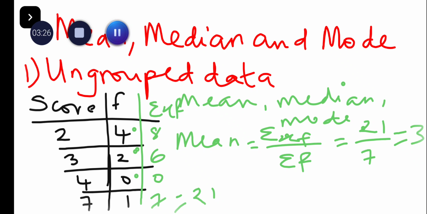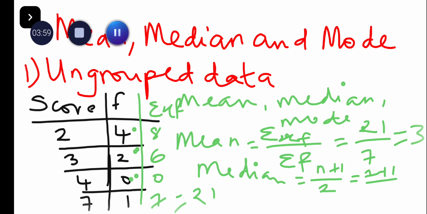That's the average. Now we are asked to calculate the median. Whenever we are calculating the median, we should take note. The sum of frequency is 7, which is odd. So when the n, which is the sum of frequency, is odd, we take n plus 1 divided by 2. Sum of frequency here is 7. So 7 plus 1 divided by 2 gives us 4. So the median position is 4.